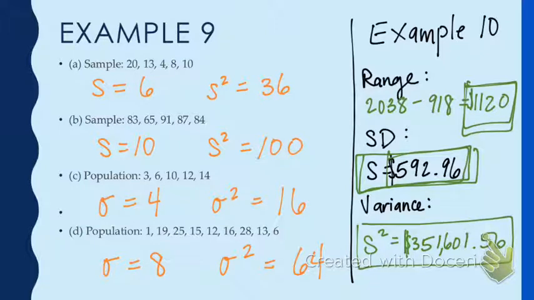So just make sure that you're using the right symbols. S and S squared for sample, and then sigma and sigma squared for population. They're in that black box. You used some of the wrong ones. Yeah, so you just gotta be careful. And then it says sample in example 10. Oh, I didn't do the variance.